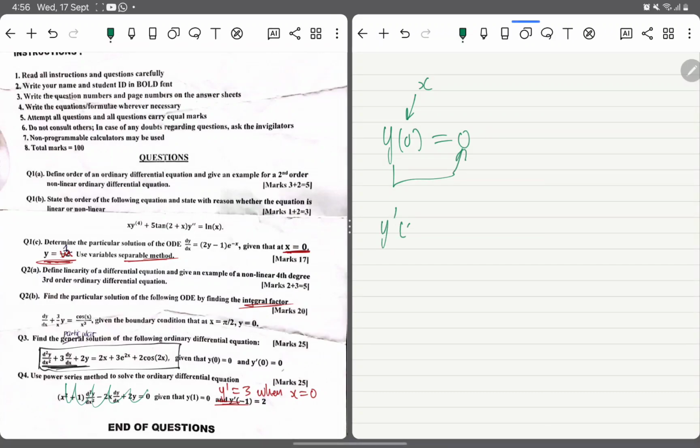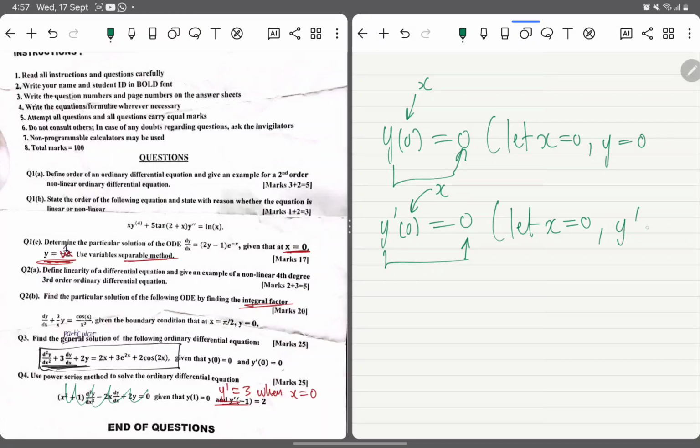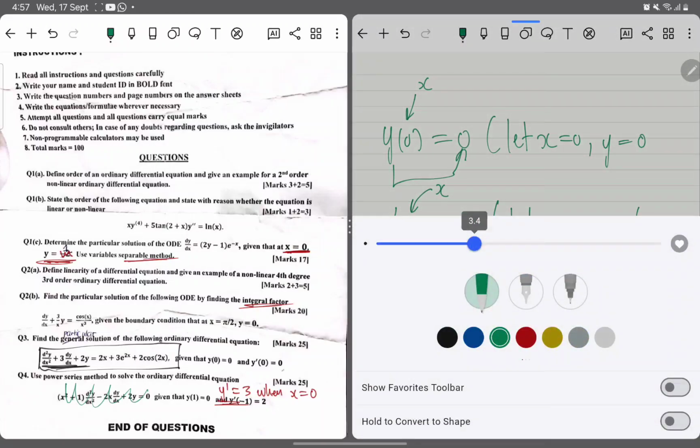Then if they say y prime of 0 is also 0, it means this is the value for x. When x is 0, y prime is also 0. So you'd be writing, for this one, let x be equal to 0 and y be equal to 0, because y is 0 and x is 0. For here, you'd now say let x be equal to 0 and y prime be equal to 0. But remember, you'd have found the y prime first. Are we together?